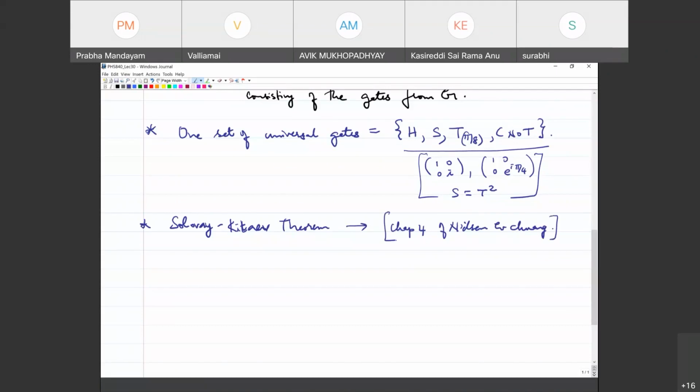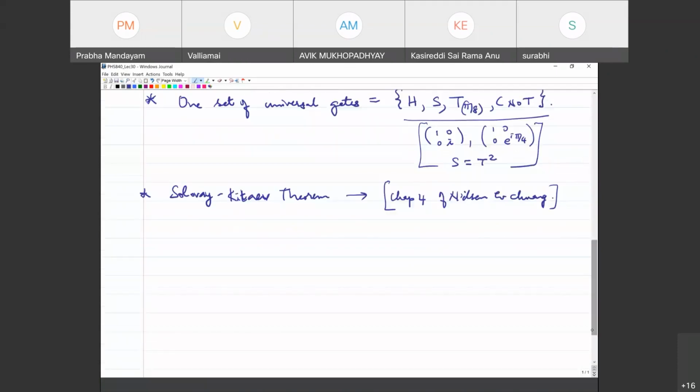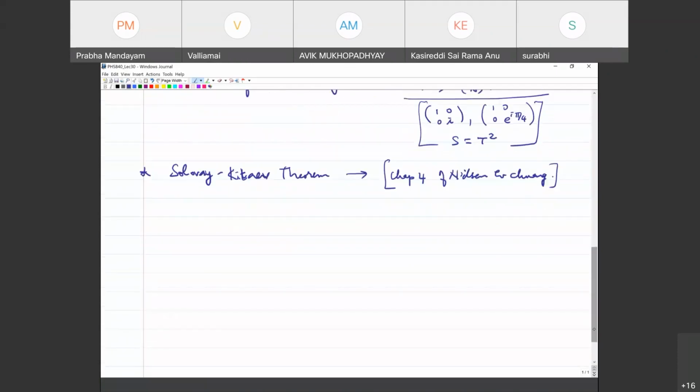It uses the fact that some of these gates can be used to construct rotations on the Bloch sphere about arbitrary axes. Okay, so that's what the proof basically relies on. But this is just the final step of the proof, the Solovay-Kitaev theorem. There are a couple of steps before that which are simpler to understand, so there's a two-step proof for this universality statement.